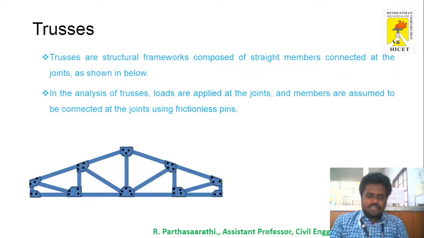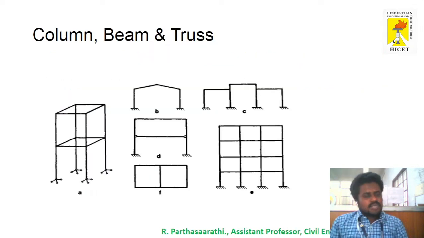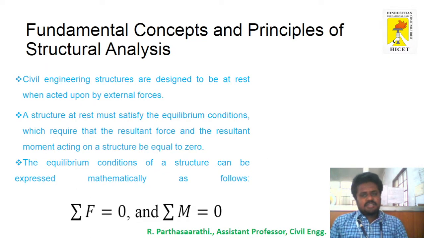Trusses: the combination of purlins, galvanized iron sheet and beams is called a truss member, used for making industrial buildings. Trusses are structural frameworks composed of straight members connected at the joints, as shown below. In structural analysis, loads are applied at the joints, and the members are assumed to be connected at the joints using frictionless pins. And next, beams, columns, trusses: these are example pictures of framed structures and industrial structures where a column, a beam and trusses are mentioned.